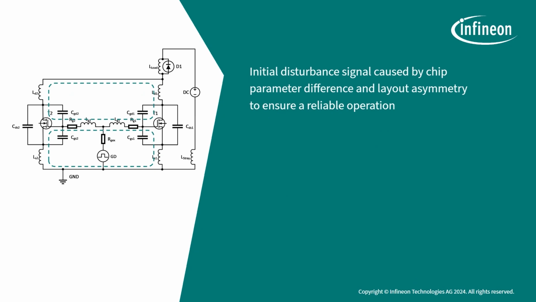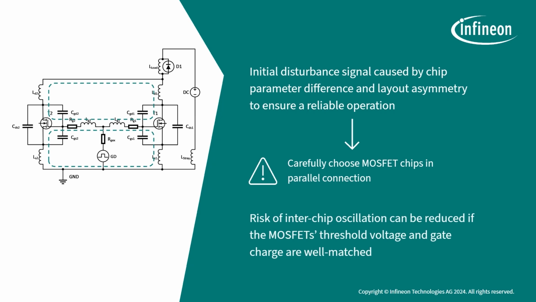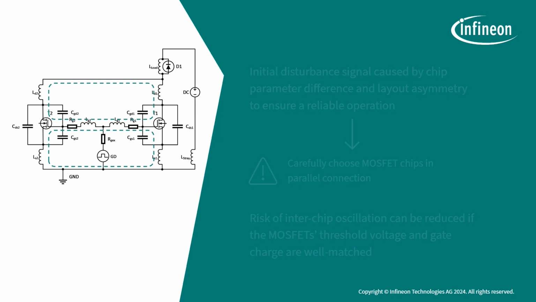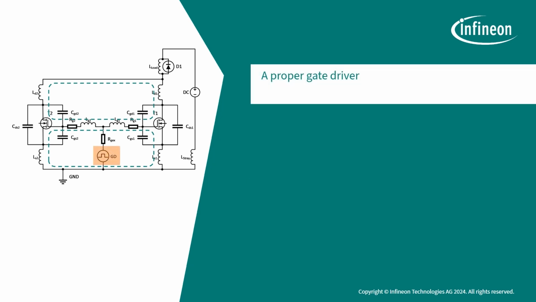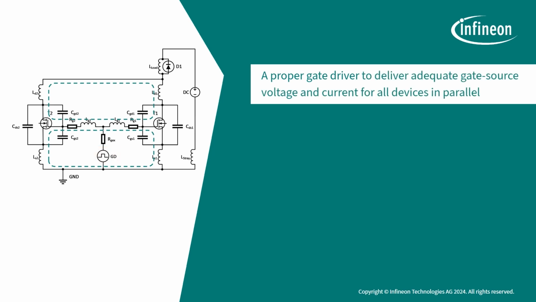Since the initial disturbance signal is caused by the chip parameter difference and layout asymmetry, to ensure a reliable operation, the MOSFET chips used in the parallel connection should be carefully chosen. This is because the risk of inter-chip oscillation can be reduced if the MOSFETs are well matched, particularly in terms of threshold voltage and gate charge. A proper gate drive is also critical for parallel MOSFETs. Thus, gate drivers capable of delivering adequate gate source voltage and current for all devices in parallel should be used.